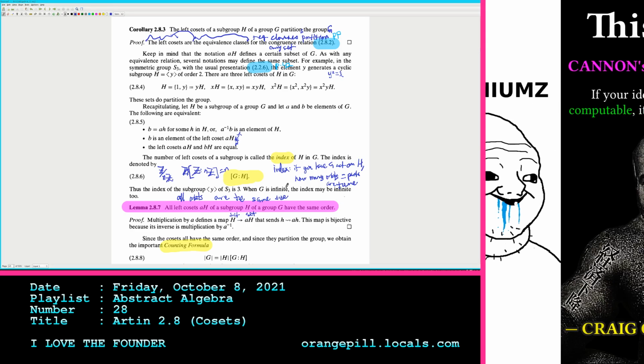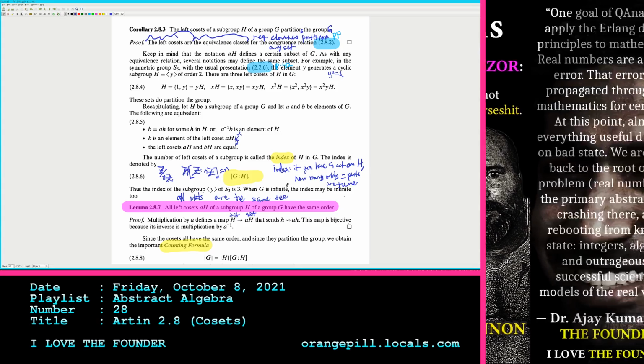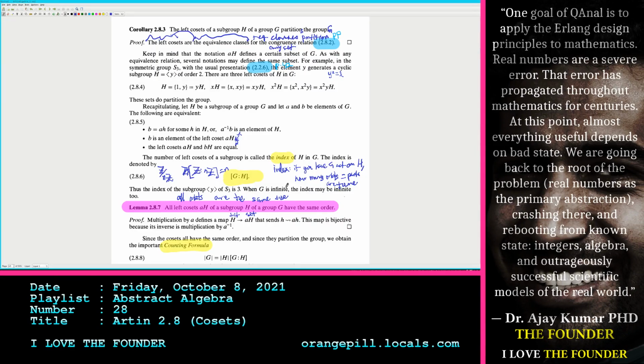Since the cosets all have the same order, and since they partition the group, we obtain the important counting formula. The order of G is the order of H times the number of cosets, so all of the orbits are the same size. The set of the distinct orbits forms a partition of the group.